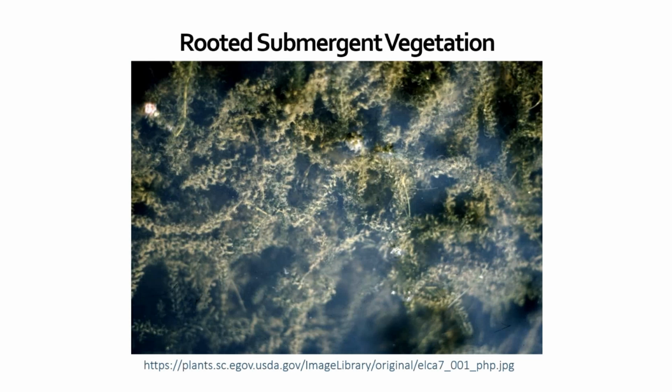This slide shows rooted submergent vegetation. So it's rooted into the bottom of the stream, but it doesn't grow upwards like with strong stems out of the water. Now, if the water is very low that day compared to when the algae or plant was growing, it might stick out a little bit, but you'd probably be able to tell that its normal amount of growth is that it would be under the water.